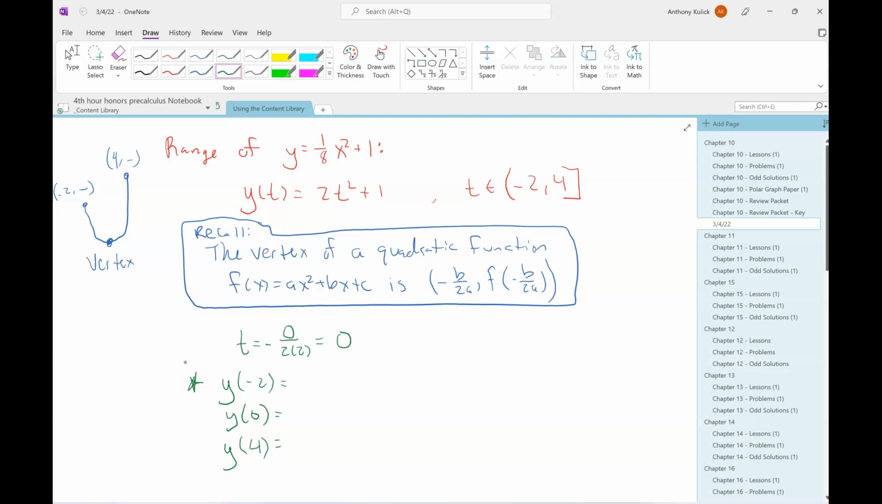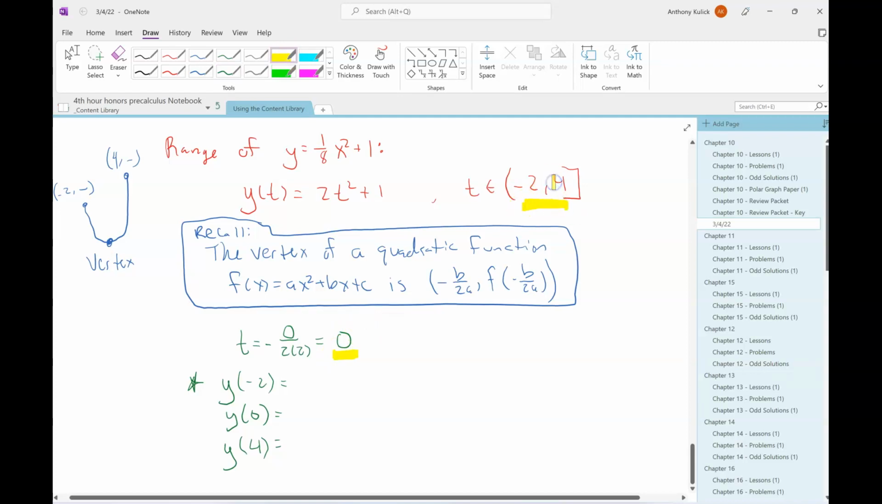I want to point one thing out before we dive in and fill in the rest of this. I should check to make sure that that vertex is actually inside the interval for my parameter. Since 0 is between negative 2 and positive 4, I know I need to consider 0 as a possible value, possibly giving me a maximum or minimum. In fact, I know it's going to give me one of them. If the t coordinate for our vertex was not inside the interval of the parameter, we don't need to consider it for this, right? Is everybody okay with that?